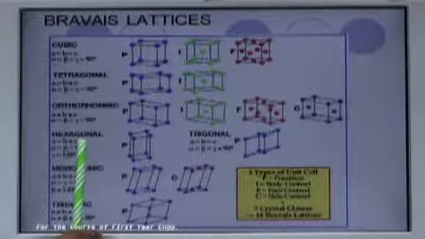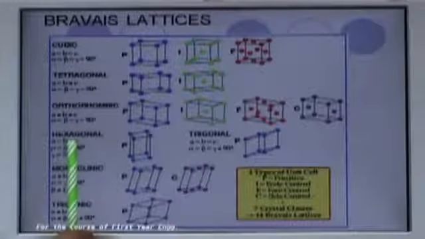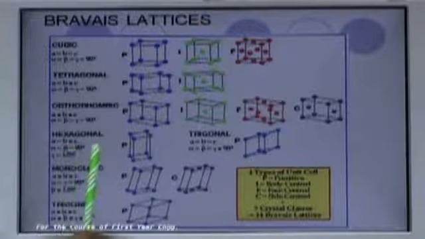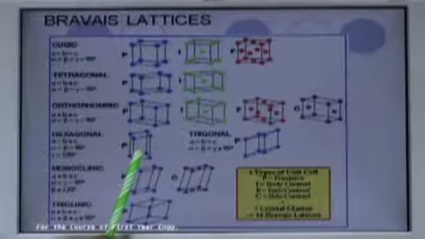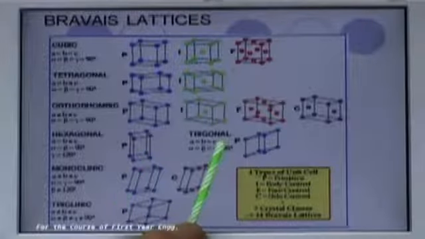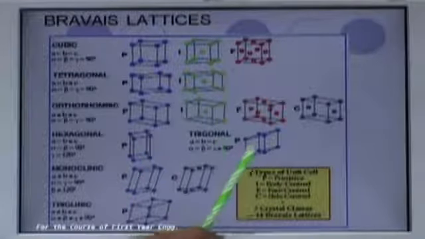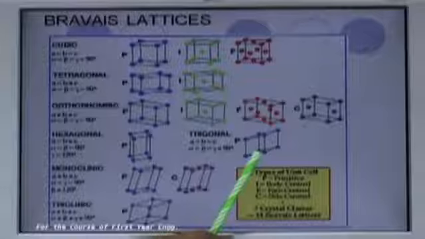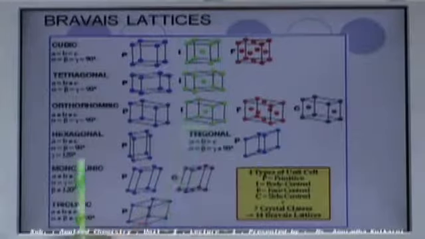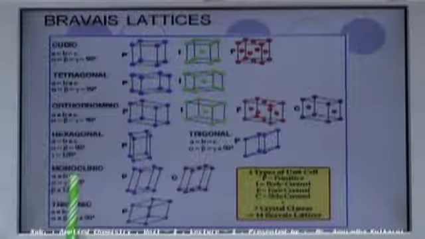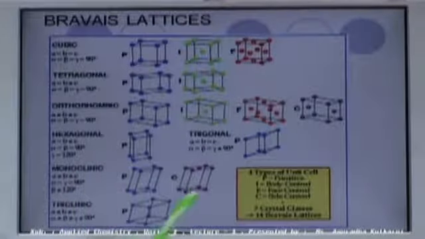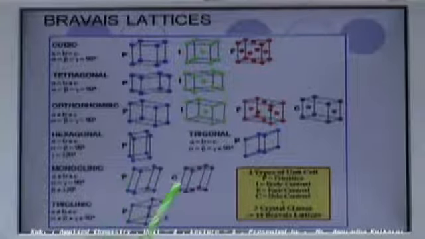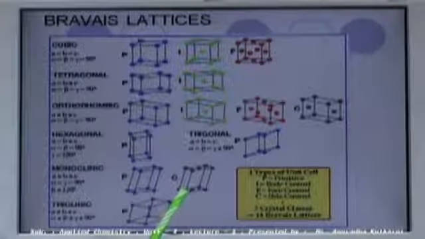Then next is hexagonal. Here the angle and length parameters are given. For hexagonal system, only one type of unit cell, that is primitive, is possible. Then is trigonal. For trigonal also only one type of unit cell is possible. Here next is monoclinic crystal system. For monoclinic crystal system, there are 2 types of unit cells. One is primitive, second is side centered.